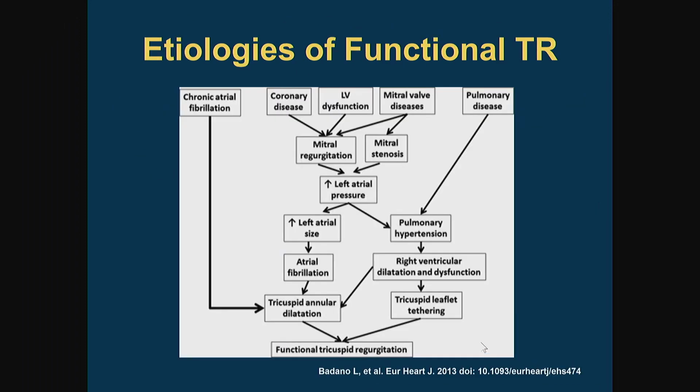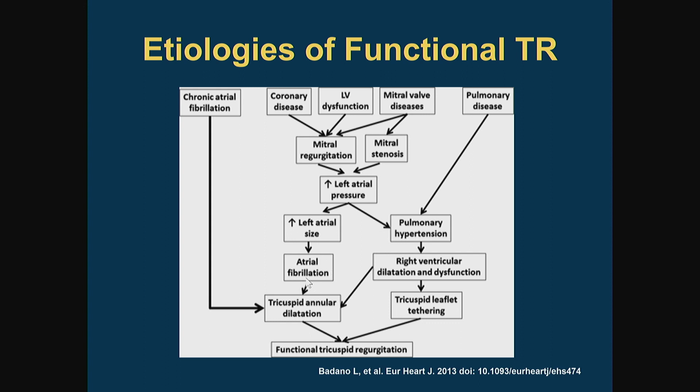So I think broadly speaking, when one sees a patient with functional TR, there should be some consideration of three broad etiologies. One is primary pulmonary disease that might generate pulmonary hypertension, or primary pulmonary arterial hypertension that might generate right ventricular dilation and dysfunction, tricuspid leaflet tethering, and then functional TR. Left heart disease, including left heart disease from coronary disease, other causes of systolic dysfunction like primary cardiomyopathies or mitral valve diseases such as mitral regurgitation or mitral stenosis that generate rises in left atrial pressure, and either secondary pulmonary hypertension or left atrial dilation that promotes atrial fibrillation.